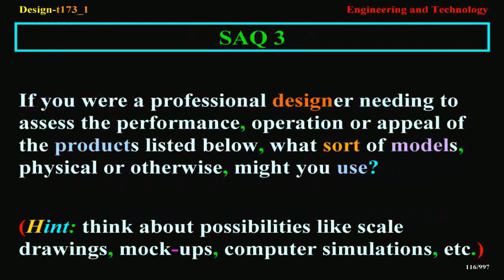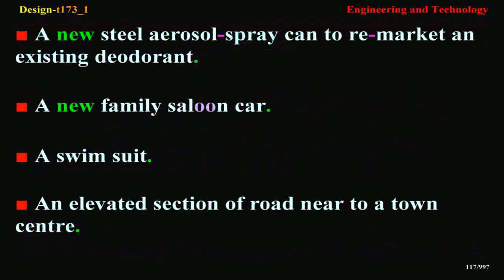SAQ 3. If you are a professional designer needing to assess the performance, operation or appeal of the products listed below, what sort of models, physical or otherwise, might you use? Hint: think about possibilities like scale drawings, mock-ups, computer simulations, etc. A new steel aerosol spray can to remarket an existing deodorant. A new family saloon car. A swimsuit. An elevated section of road near to a town center.